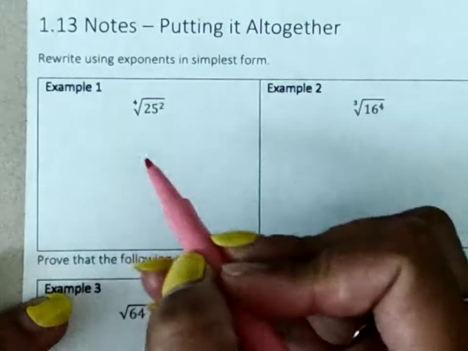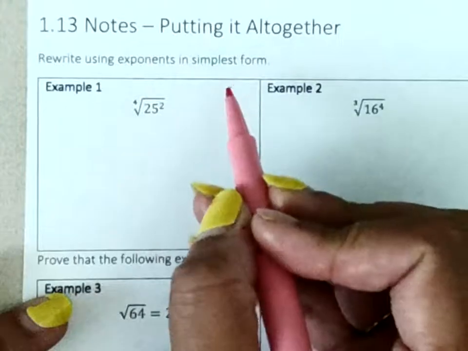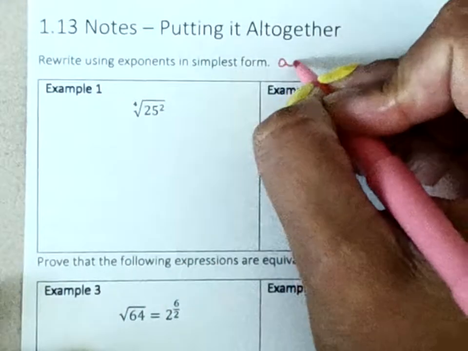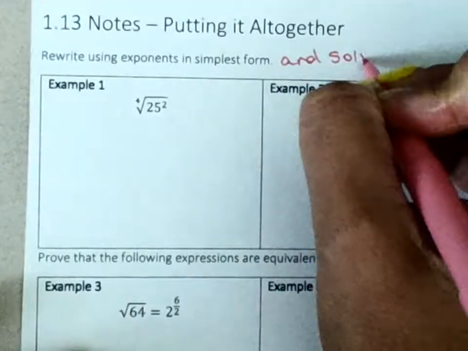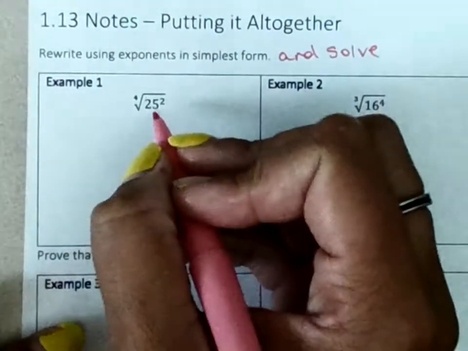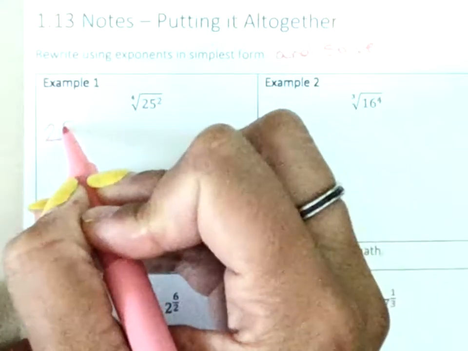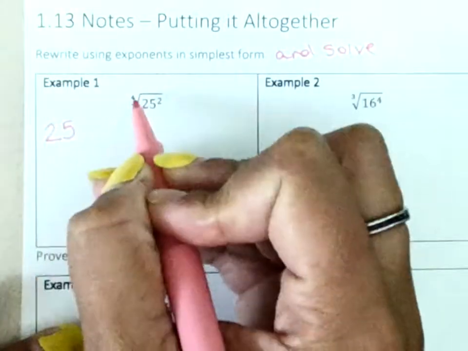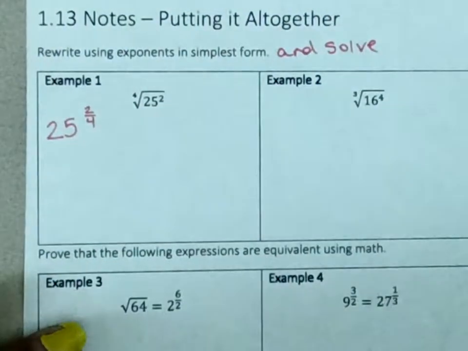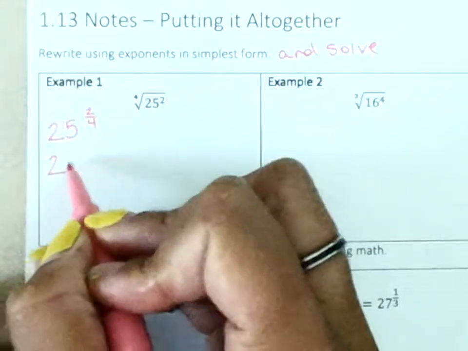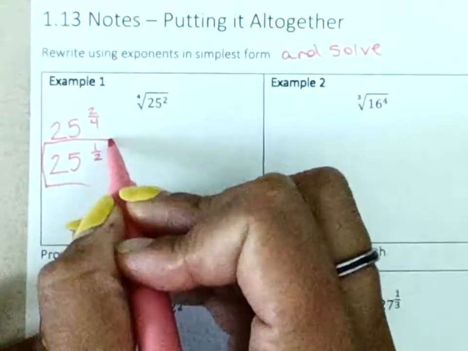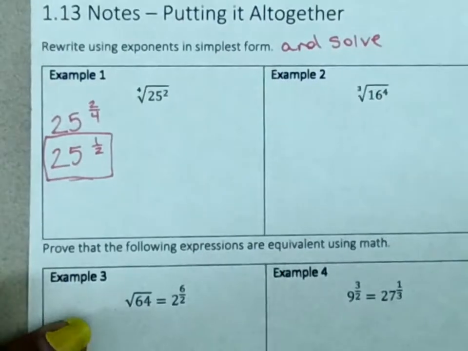So I'm going to use simplest form, and I'm also going to solve it so that we can see both. So if I wanted to put this in simplest form exponentially, I would first convert it to exponential form, where the index becomes my denominator. And then I could simplify this to 25 to the 1/2. That is the exponent in simplest form.